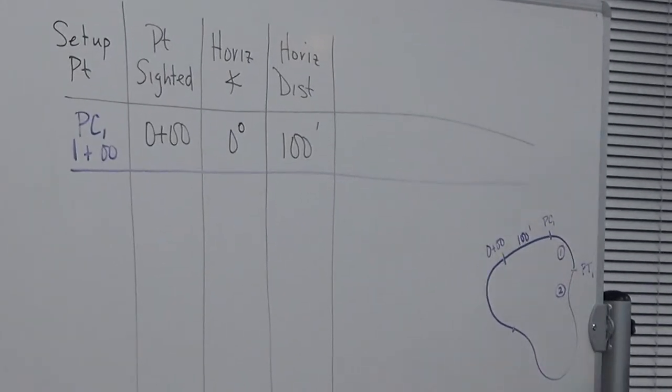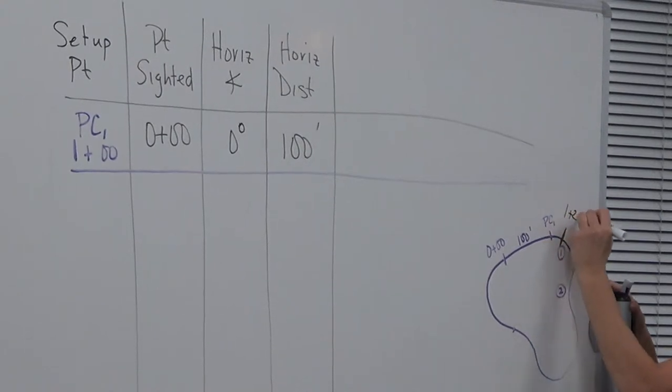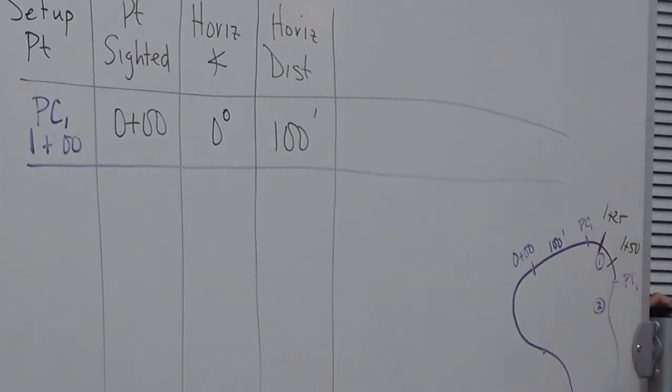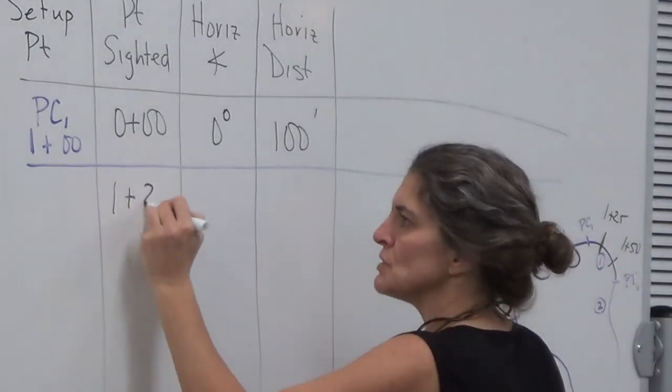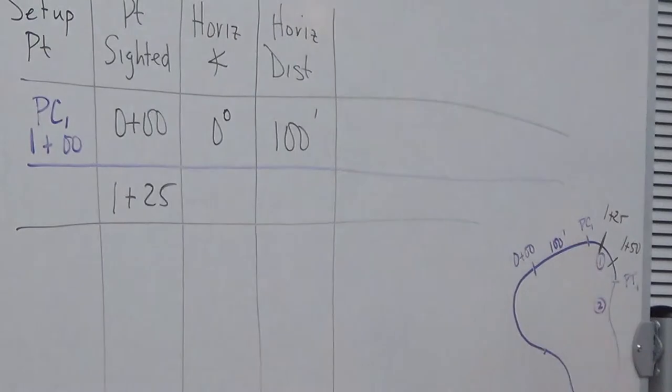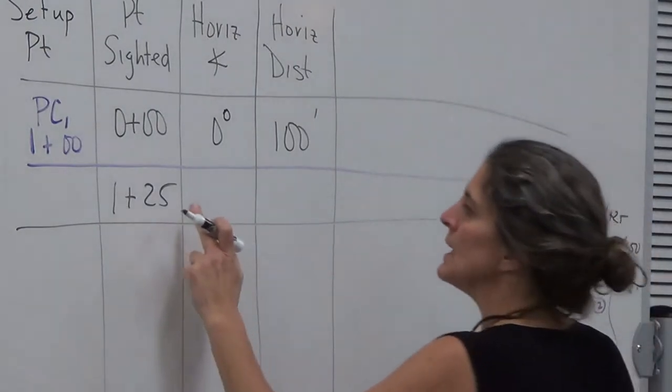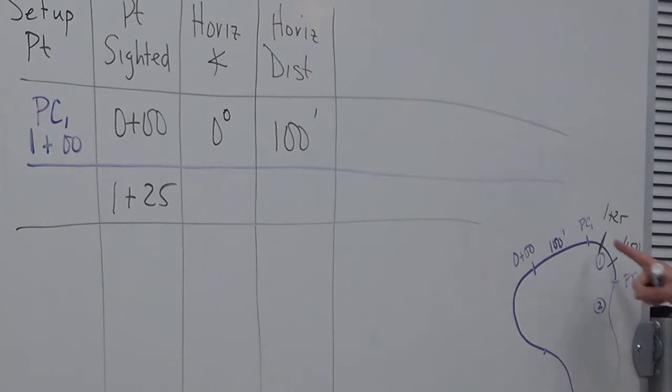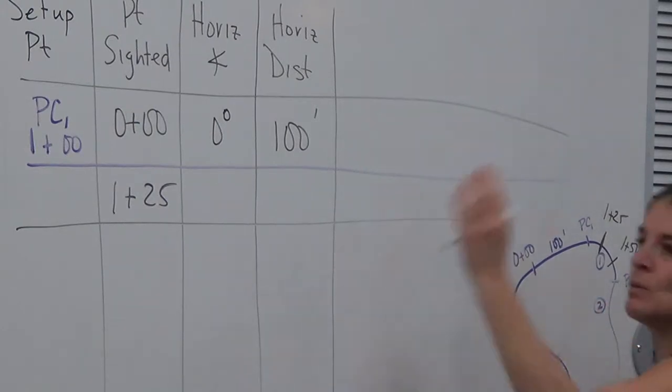Okay, now I need to cite in whatever this point is. Let's just say it's 1 plus 25, right? 1 plus 50. So then we're going to stay here. We're going to cite 1 plus 25. Oh, but before I do that, I can't cite that one yet. Because I'm on the PC1, I'm citing 0 plus 0, 0. What do I need to do? I can either turn 180 degrees, or could I just flip it? Either way, whether I turn 180 or flip it, I now have to cite, what am I citing now?